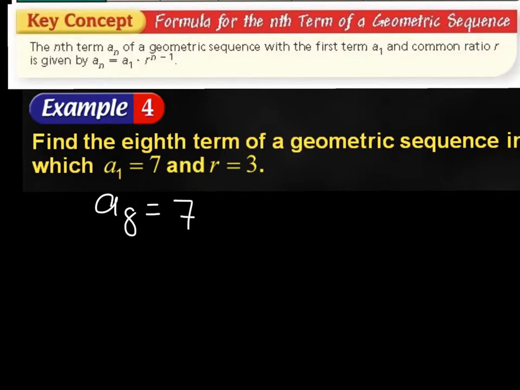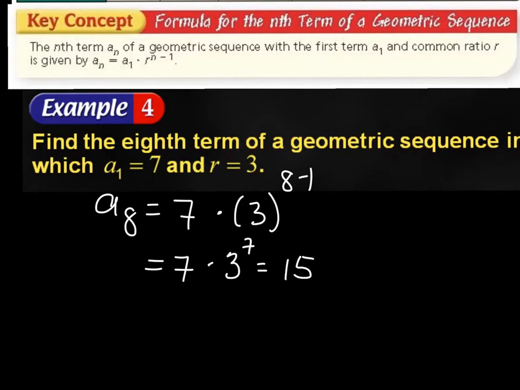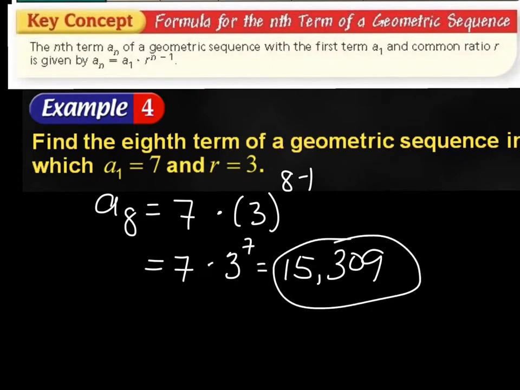times, they said the common ratio was 3, and then it's going to be to the 8 minus 1, which normally if I were doing this on my own, I would just write to the 7th power. We type it in the calculator, and we get 15,309. If you have any issues typing in the calculator, please ask.